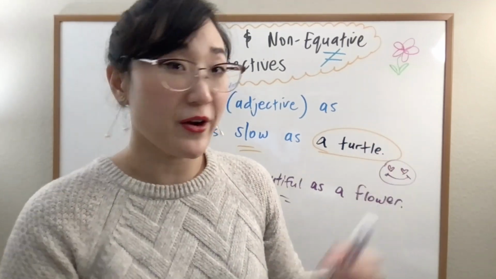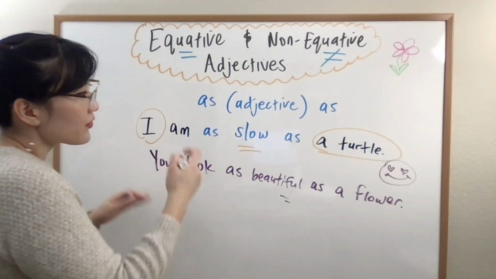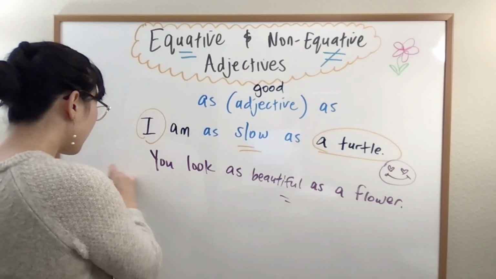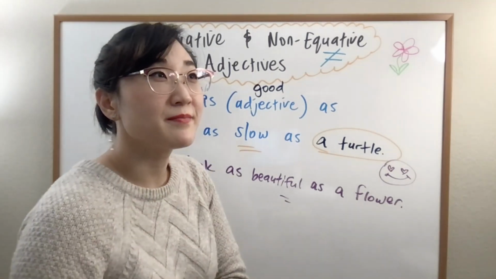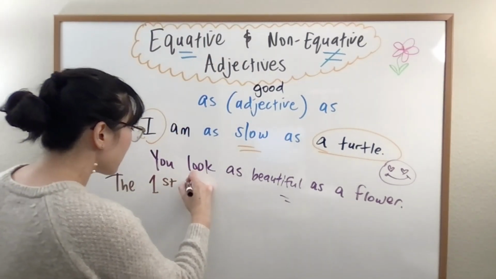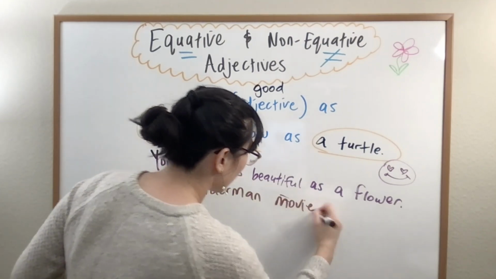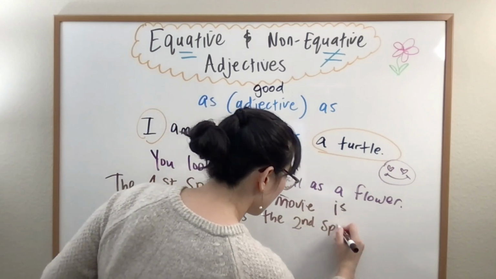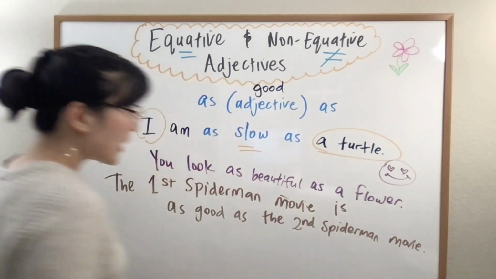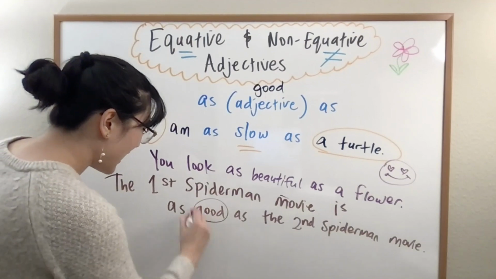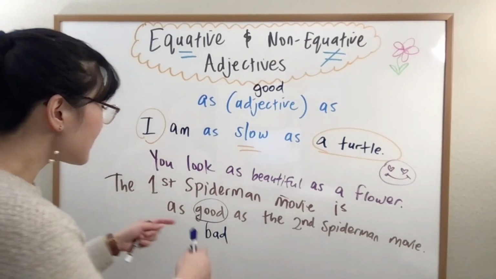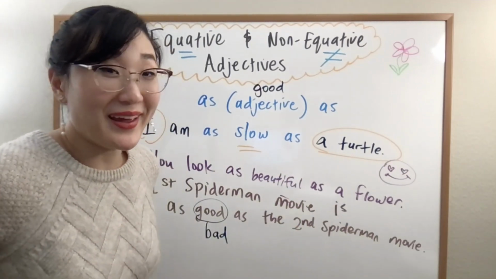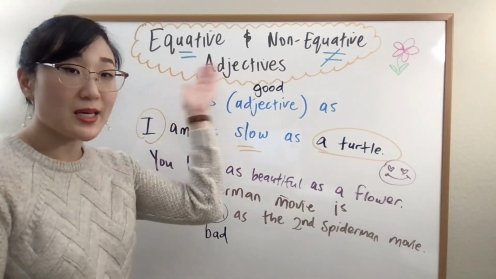Over here, it's a little bit different for equative adjectives. Let's look at this one first. So for equative adjectives, we're actually going to use the original adjective. I can say, for example, what is a popular movie? Maybe like Spider-Man. The first Spider-Man movie, for example, is, my verb, as good as the second Spider-Man movie. As good as, or you can change this. You could say as bad as the second Spider-Man movie. In this case, you're saying number 1 and number 2 movies are equal. Maybe they're both good, or maybe they are both bad. Okay? Now, this is a very fast video to show you how to use these equative adjectives.